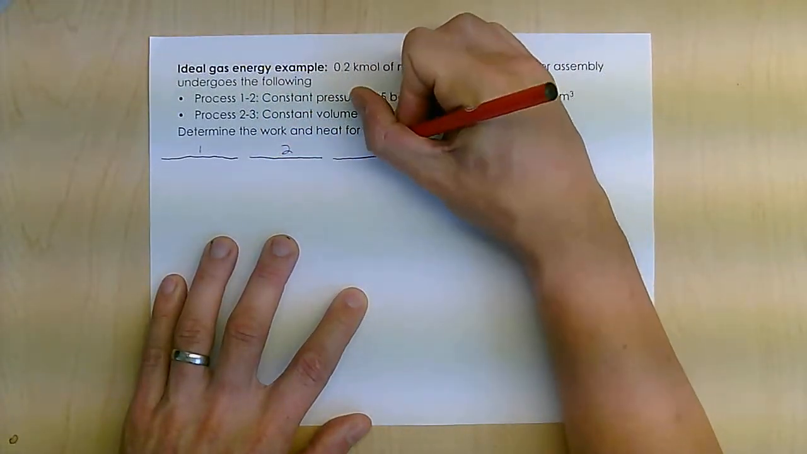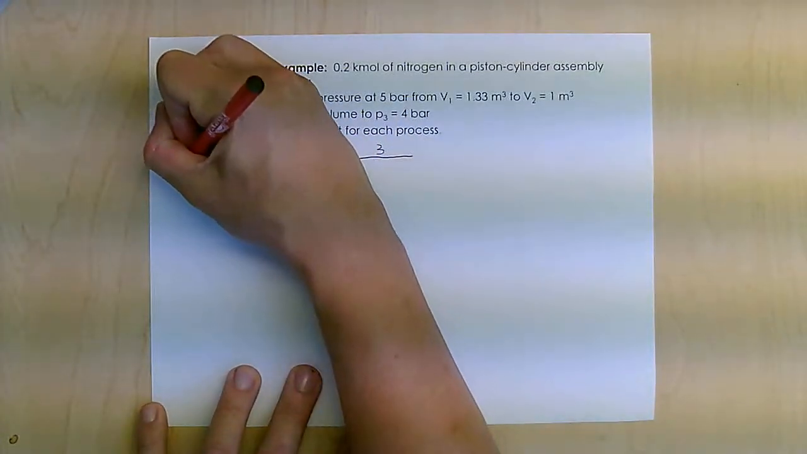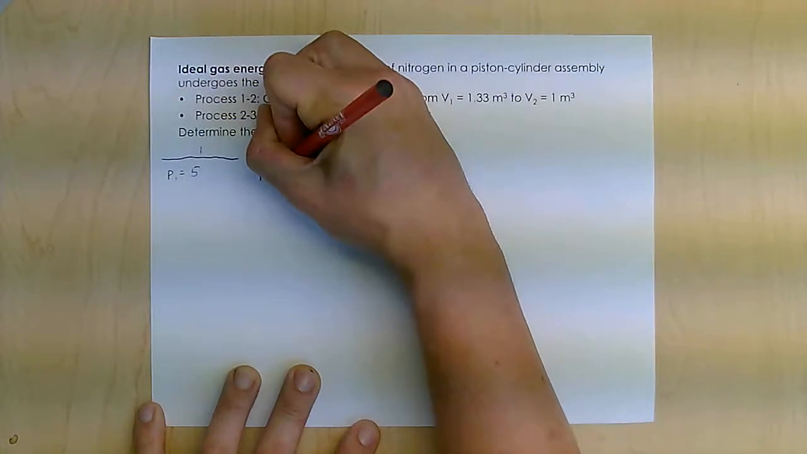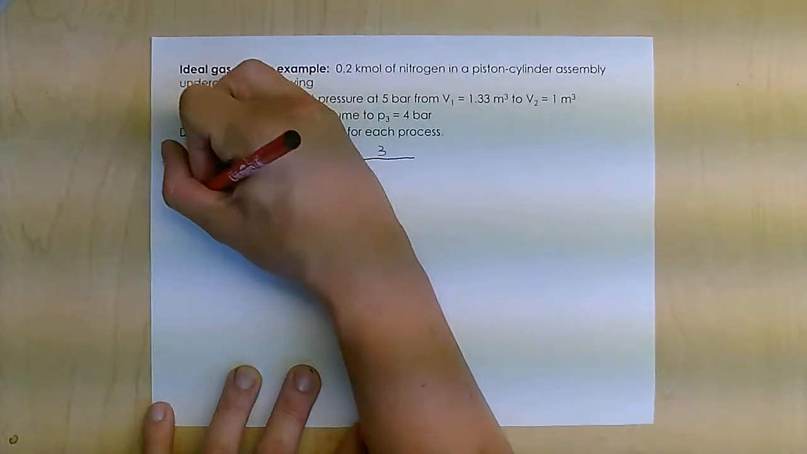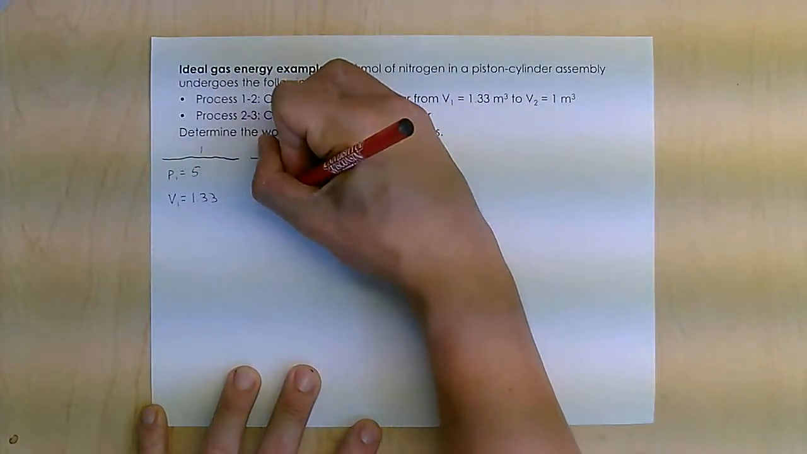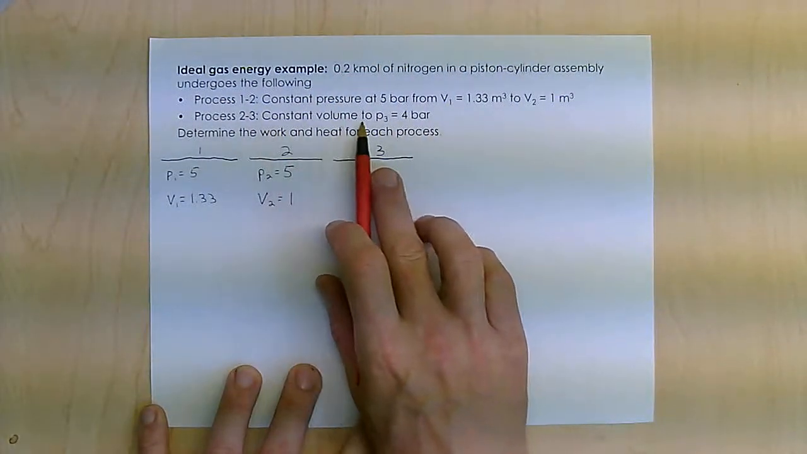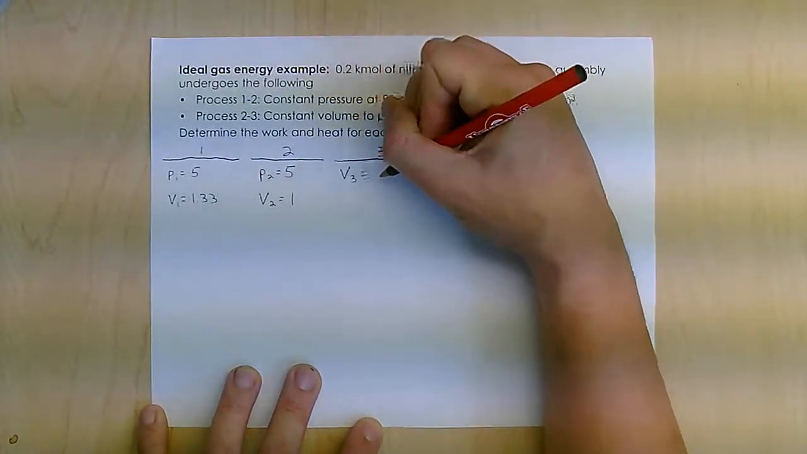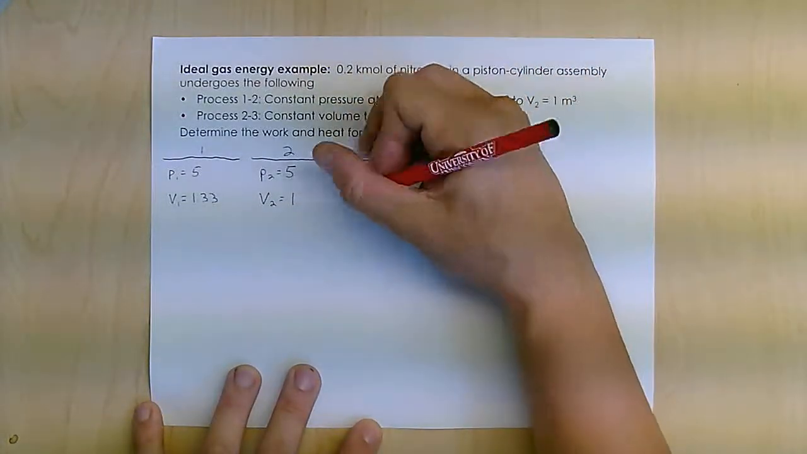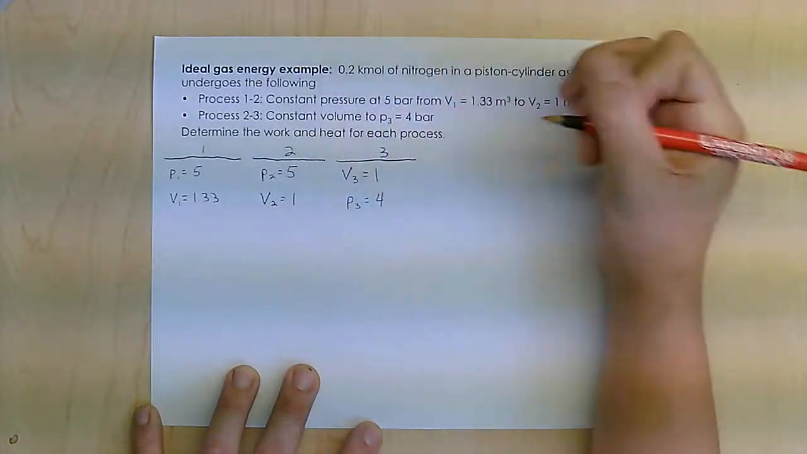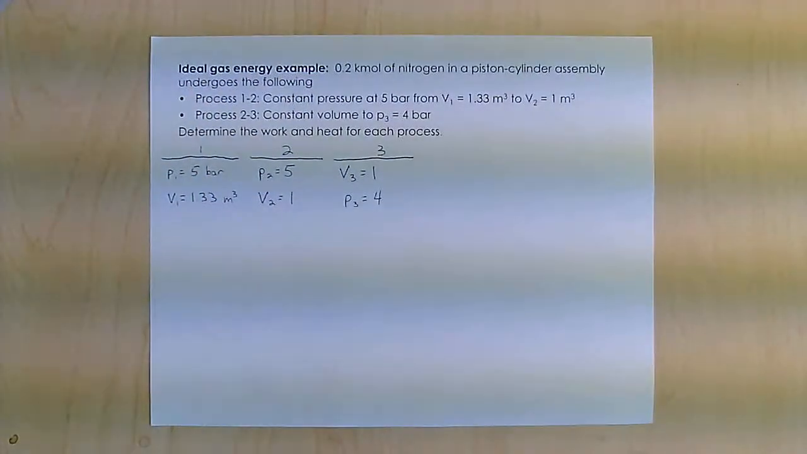So what I want to do is set up my states here. Okay, and I've got three of them. So the first is a constant pressure process at 5 bar. That means P1 equals 5, P2 also equals 5. Okay, V1 is 1.33, V2 is 1. Then it goes constant volume, which means V3 also equals 1, right? Because V2 and V3 have to be the same. And the pressure, P3, is 4 bars. Okay, so again, that's bar, and this is cubic meters.